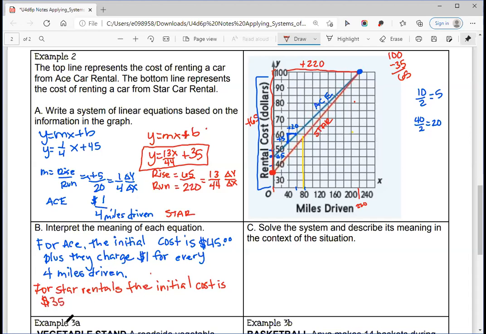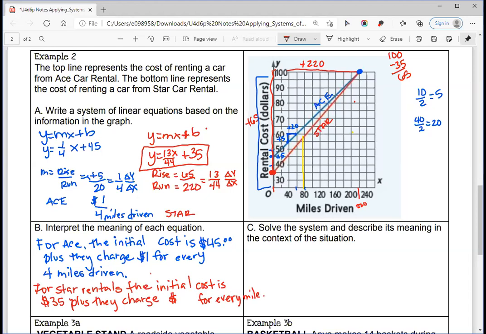$35, but what do they charge? And let's do it per mile. For Star Rentals, the initial cost is plus they charge how many dollars for every mile? I'm just going to say for every mile. For 1 mile. So go ahead and put in your best guesstimate for that.